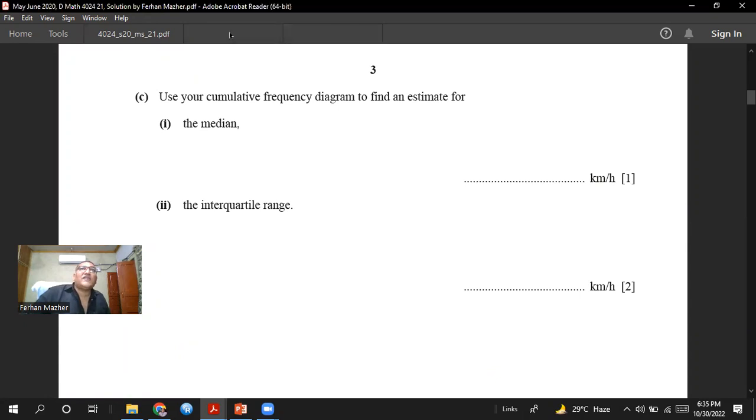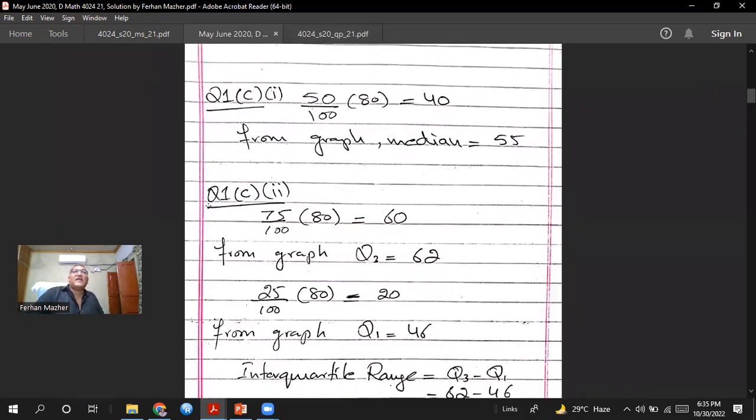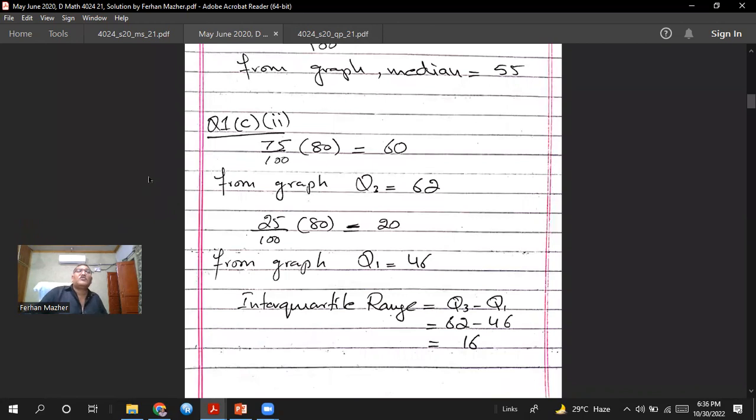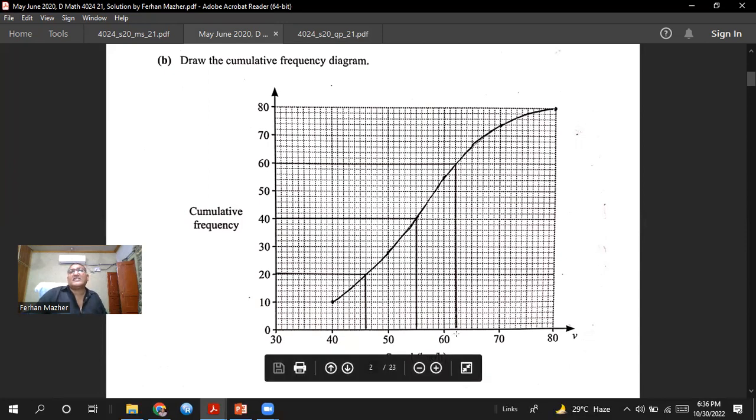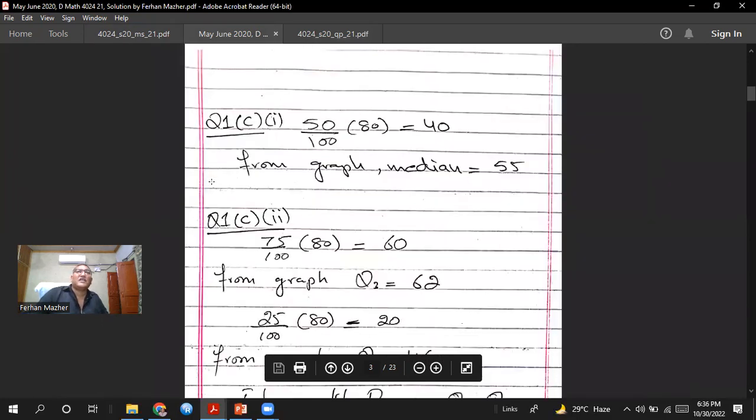So I can find Q3. Q3 is 75% of the total cumulative frequency. So 75 by 100 into 80, that's 60. I will go to the graph and check on the y-axis where 60 is. From there I go to the cumulative frequency curve, and below the point where it intersects the curve, I check the value on x. It looks like it is 62 maybe. So Q3, the upper quartile, is 62.